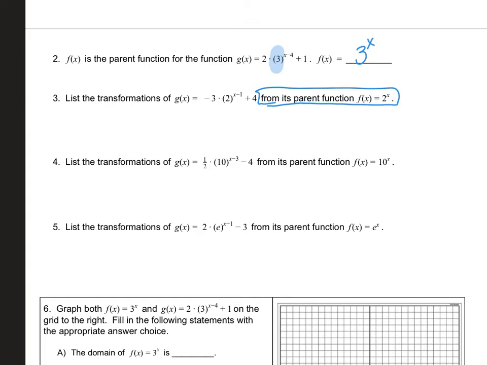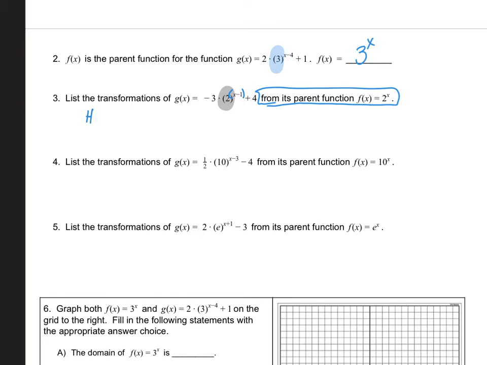So let's list our transformations, remembering on our transformations that the 2 does not represent a transformation. The 2 only represents the family of the functions we're in. So this is a doubling family. So let's talk about this. There's understood parentheses around the exponent. So anything happening there is horizontal. Anything else is vertical. So let's take care of the horizontal right off the bat.